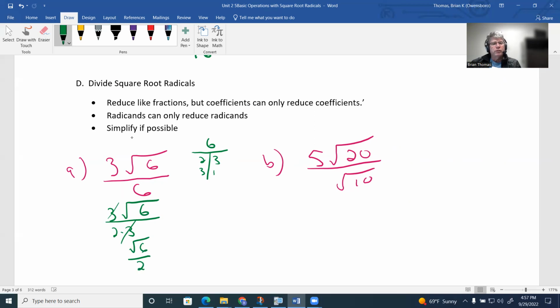Notice how the 6 is inside the radical, it's a radicand, and the 2 is not inside the radical, so it's not a radicand. So I cannot touch those. So we have to leave that alone, and that's considered simplified at this point.